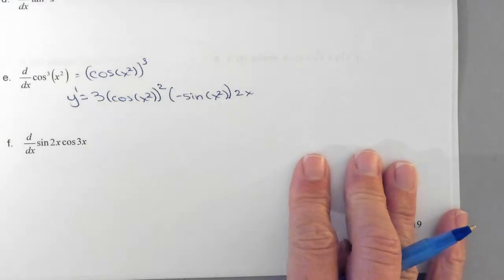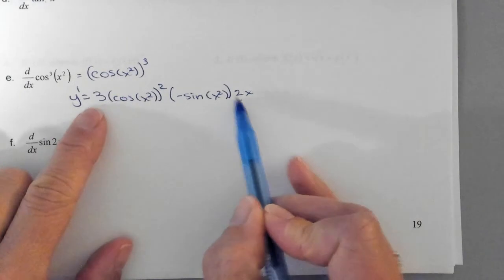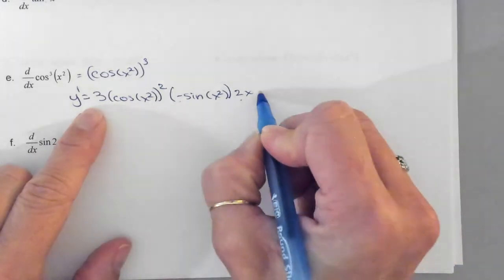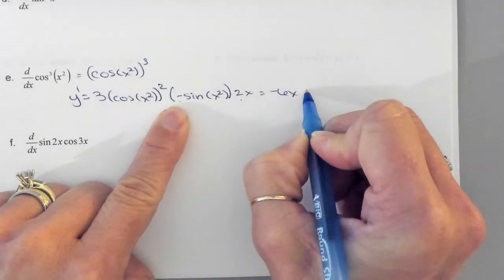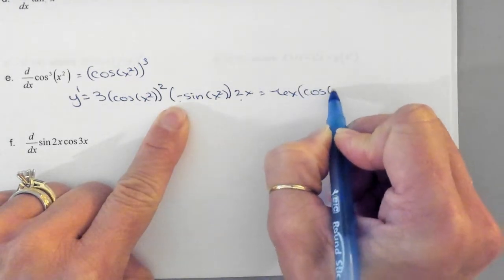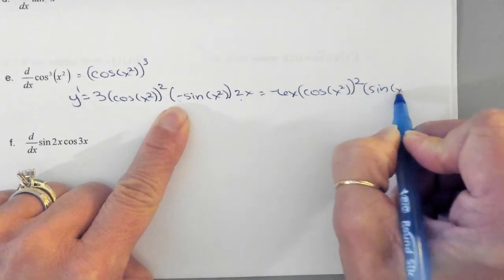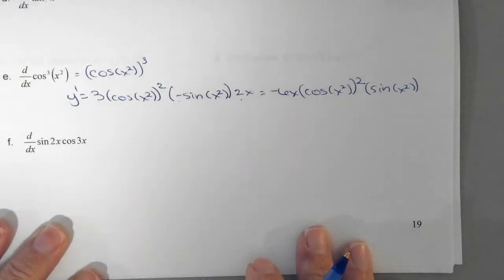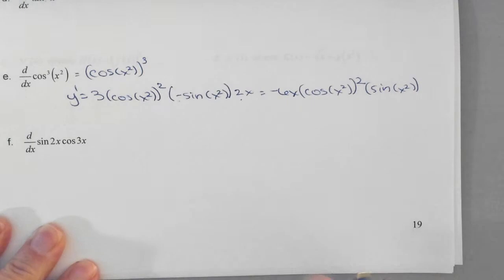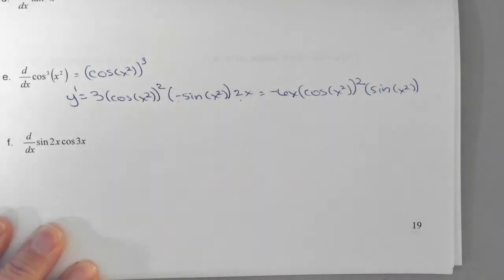I took the derivative, I'm totally done. However, there are some things you can combine. For example, the 2x and the 3 and maybe this negative 1. So then I could rewrite this as negative 6x, and then you've got cosine of x squared, squared, sine of x squared. Either one is acceptable. So, FYI, which one of these two, first or second, do you think you would see on a multiple choice? Definitely the second.